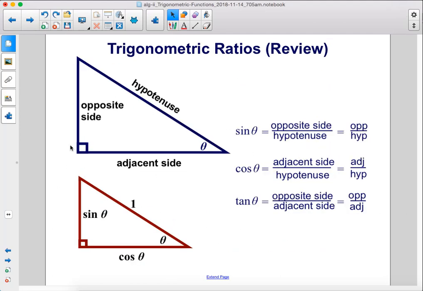Alright, so in a right triangle, if we pick one of the acute angles, the sine of that angle is going to be the length of the opposite side over the hypotenuse. The cosine of this angle is going to be the adjacent side over the hypotenuse, and the tangent of this angle is the opposite side over the adjacent side.